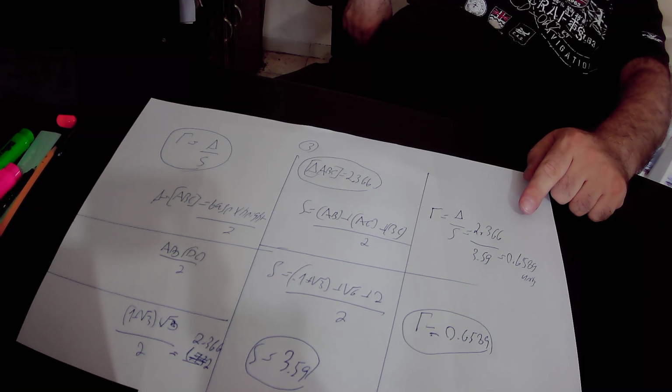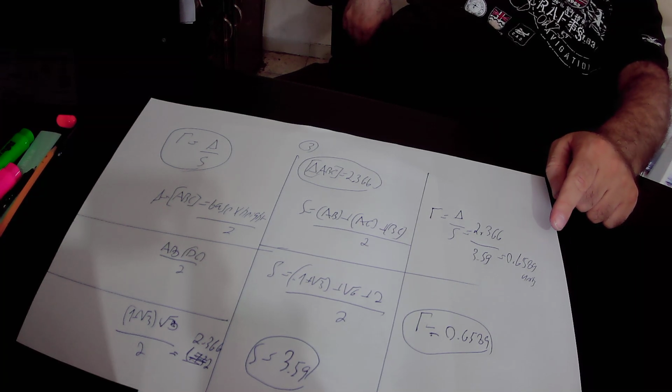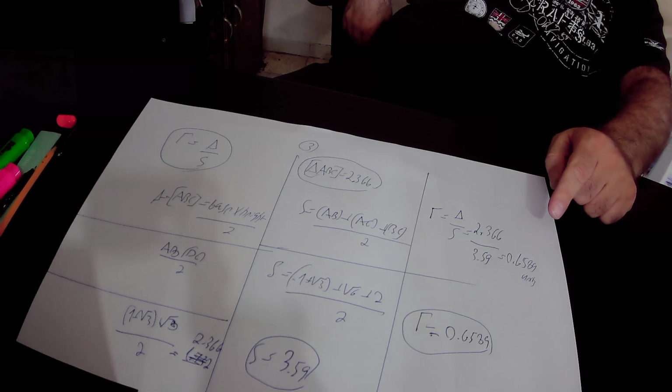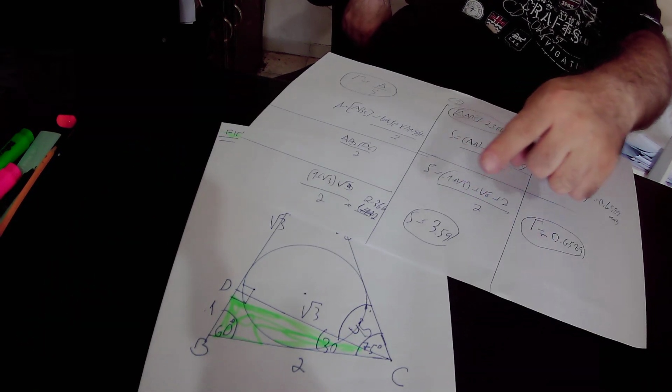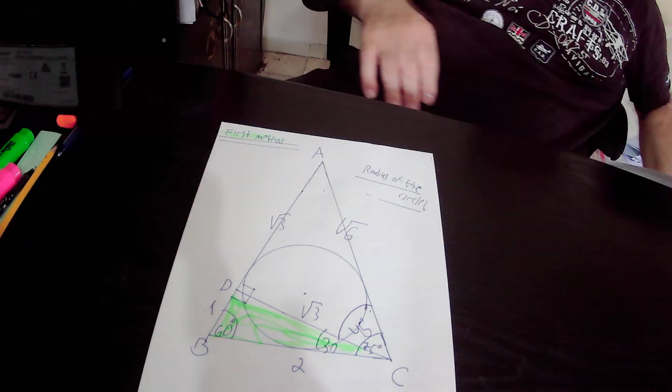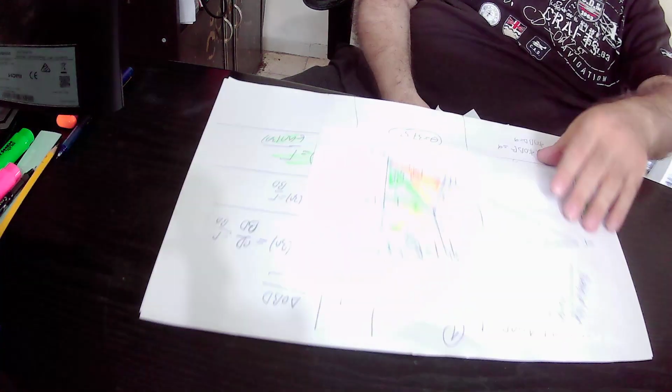So 2.366 over 3.59 is 0.6589 units. So the radius of this circle is equal to 0.6589 units. We finished with the first method. Then I presented to you how to find the radius of the circle that is inscribed in triangle ABC according to the second method.